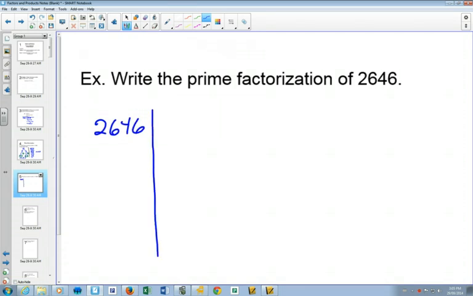Can you divide it by 2? Yes. 1,323. Can you divide that by 2? No. You can divide it by 3. Does anyone know the trick for dividing by 3? You add all the numbers up. 1 plus 3 is 4, plus 2 is 6, plus 3 is 9, and since 9 can be divided by 3, this number can be divided by 3.